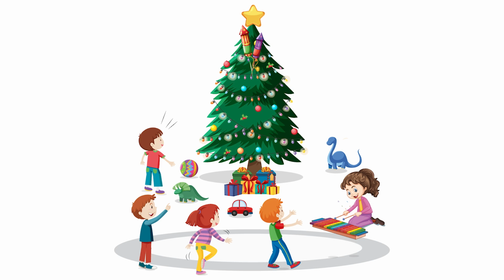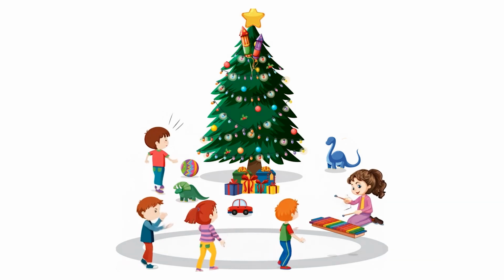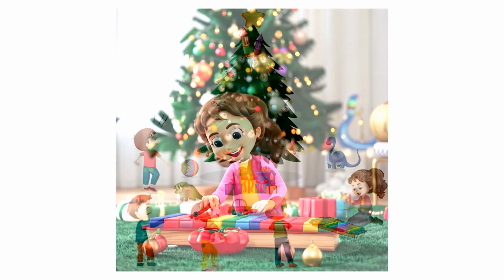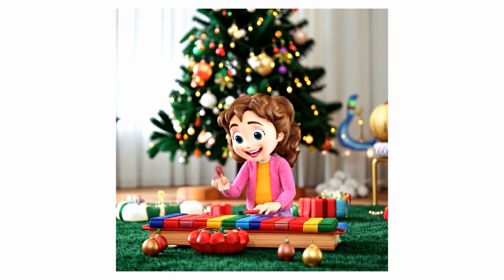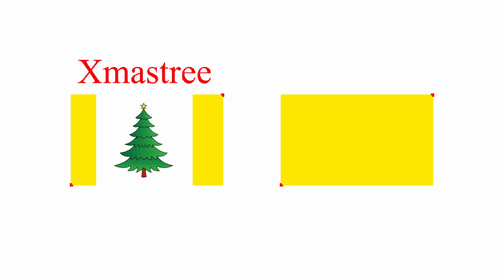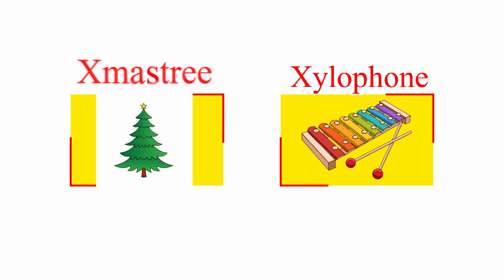What do you see in this picture? In this picture, some children are playing around a Xmas tree and a little girl is playing a xylophone. Xmas tree and xylophone are friends of X. Do you know some more friends of X?